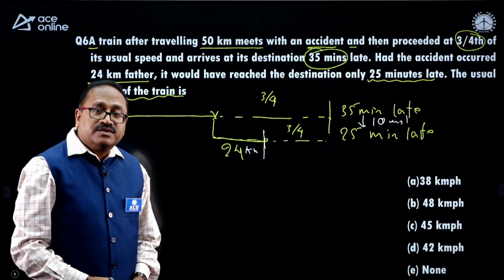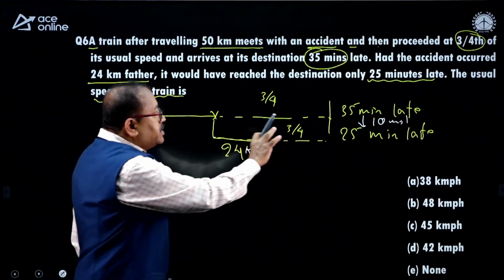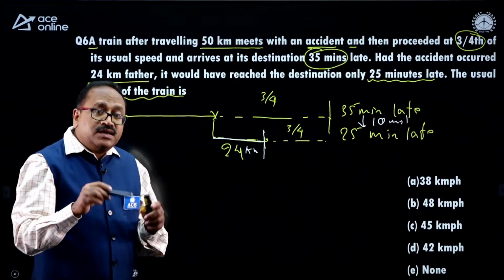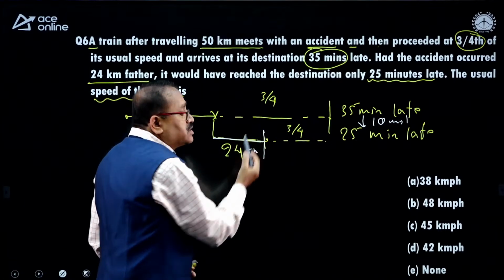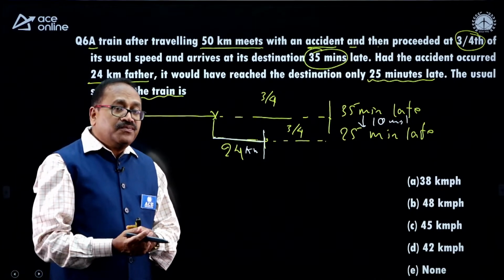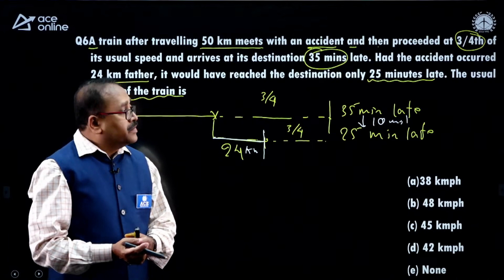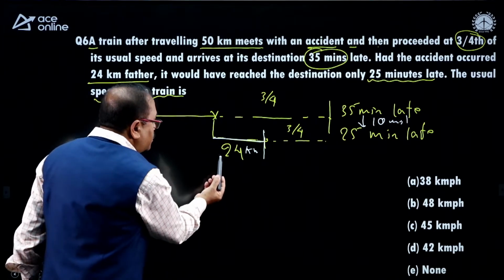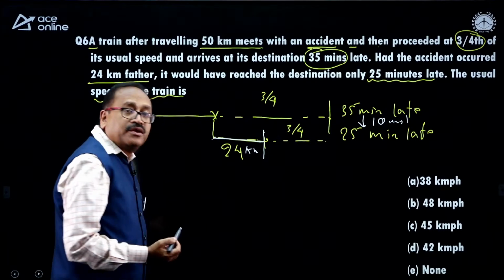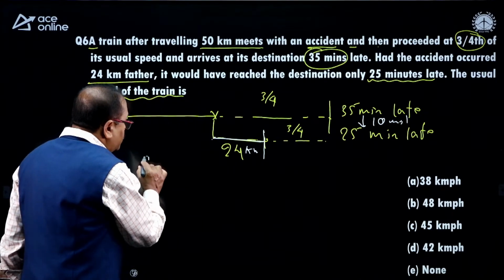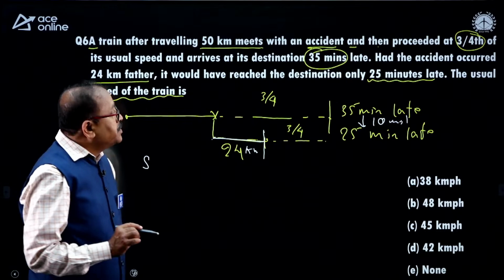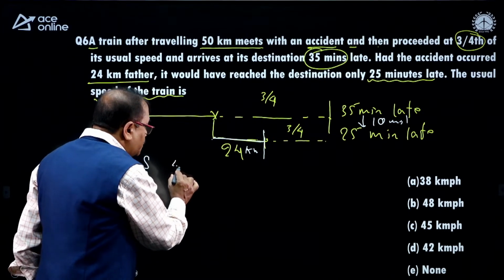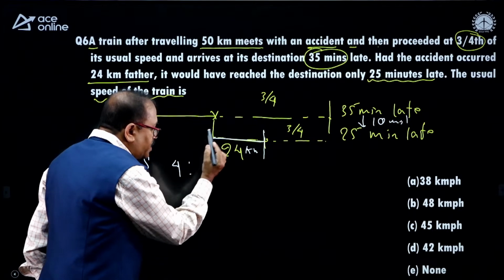Am I right here? Okay. So, 10 minutes saving if it is travelled by usual speed instead of the same distance travelled within 3/4 of the usual speed. Now, you have to find out the usual speed of the train. So, this should be your focus point, and this should be your speed ratio, that is 3/4 of the speed. If the usual speed is 4, then the reduced speed is 3.